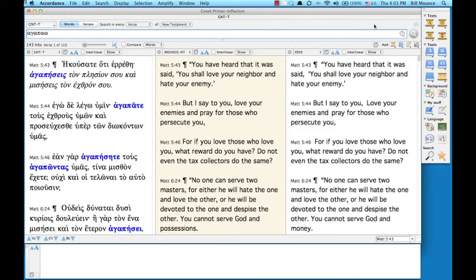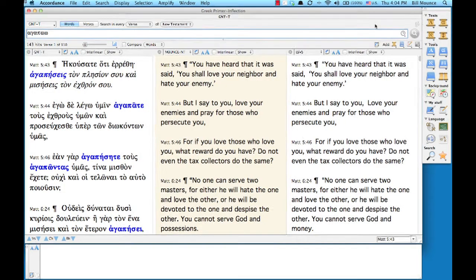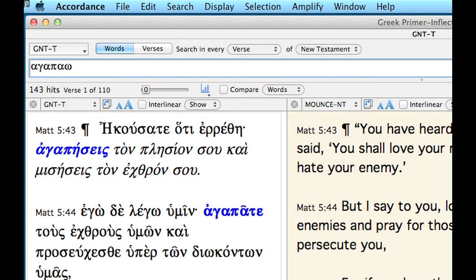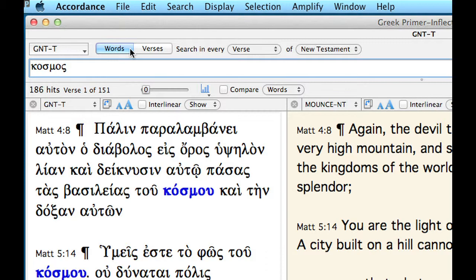Let's begin by looking up cosmos. This is the noun that means world. And let's make sure we understand how cosmos is inflecting in different verses. So the search text is set to the GNT. We're going to search for words. And so hit a tab to select the space and type in cosmos. And do the search. Cosmos appears 186 times in the New Testament in 151 different verses.